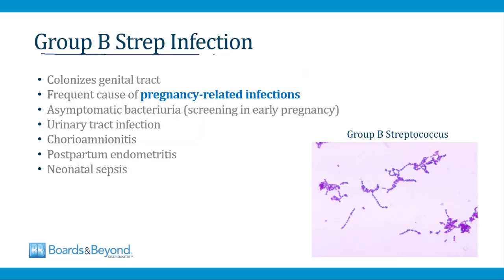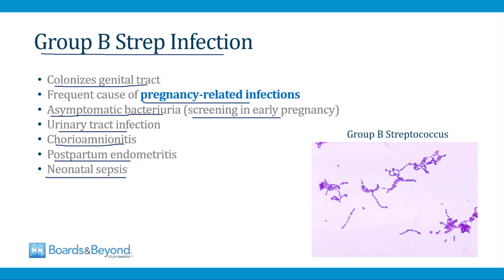Let's talk about group B strep infection. So group B strep commonly colonizes the female genital tract, and for this reason, it's a frequent cause of pregnancy-related infections. It can cause asymptomatic bacteriuria, and I talk about this in other videos. We always screen for this early in pregnancy. Group B strep can also cause urinary tract infections, chorioamnionitis, which we'll talk about in a minute, postpartum endometritis, which I talk about in the video on postpartum problems, and also sepsis in newborn babies who acquire this infection when they pass through the birth canal.